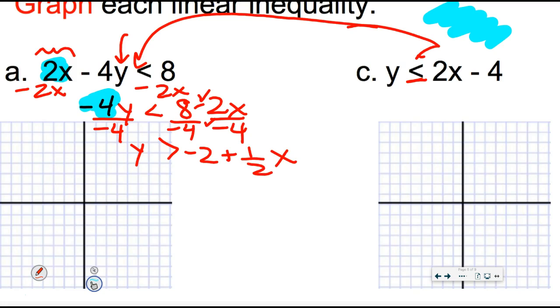Who's up next? Back to you, Shay. So which one of these is the y-intercept?